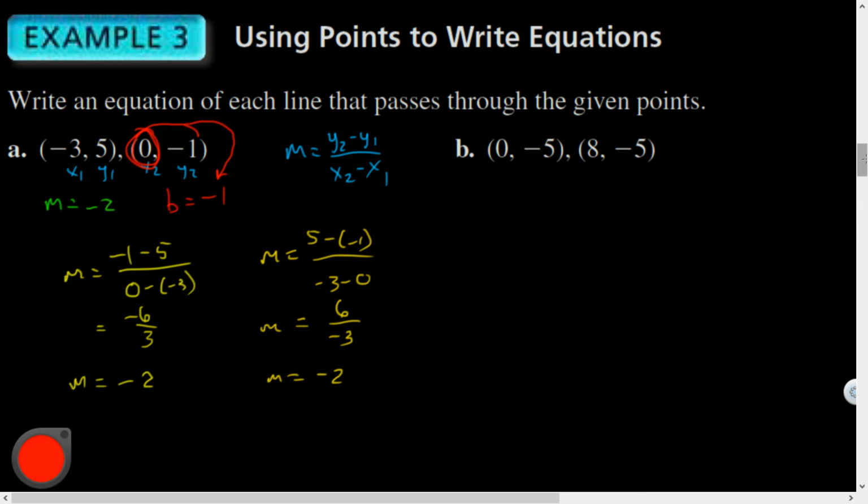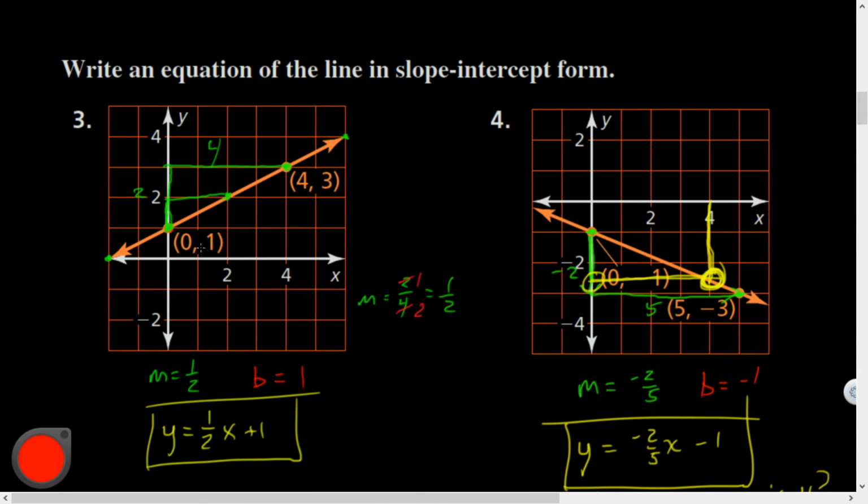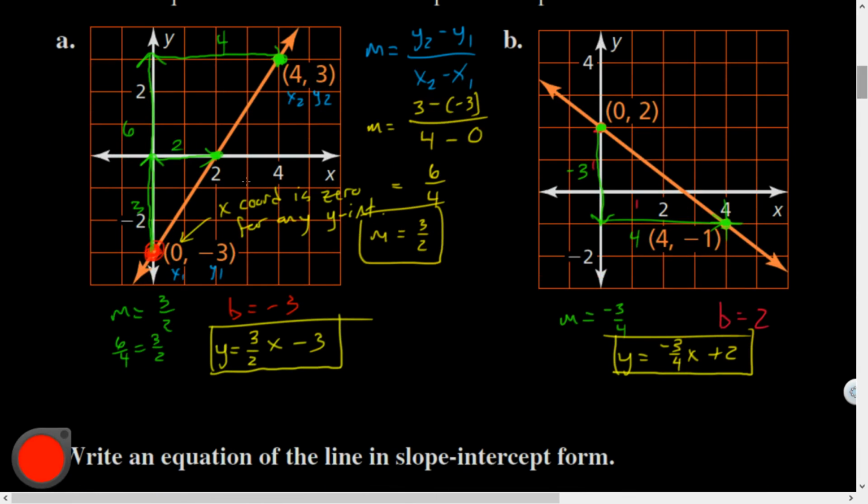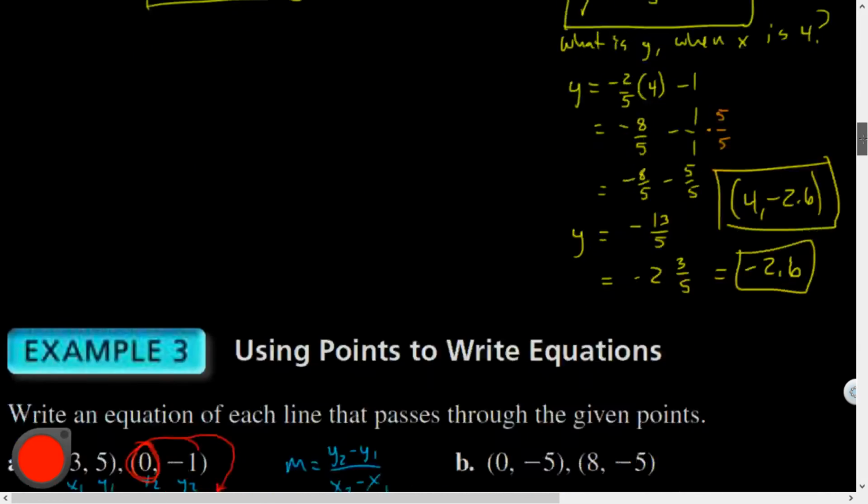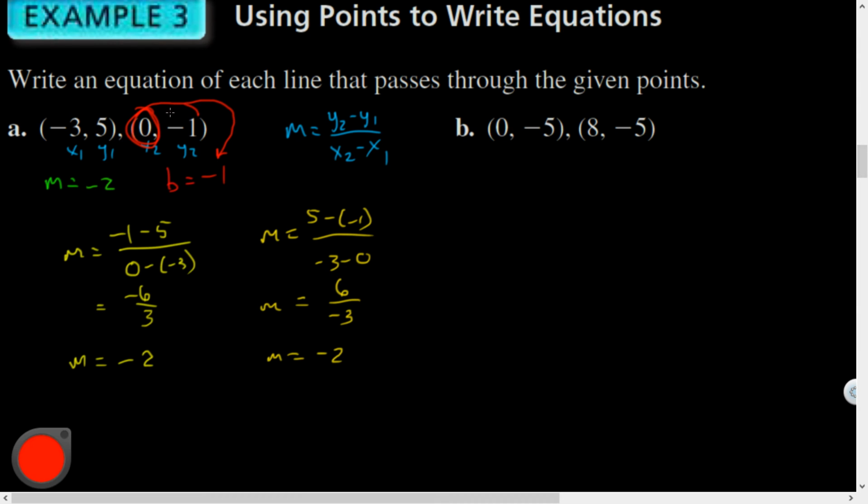All right, let me just scroll back up and show you on the graph. Notice the y-intercept always had a 0 for its x coordinate. So anytime you have a point with 0 as an x coordinate, you know that it's on the y-axis. The same thing further up here. Notice the x coordinate is 0 for any y-intercept. So now if I don't have the picture to refer to, I can still find the y-intercept by looking at that point. Now that I have m and b, I can write the equation y equals -2x minus 1.